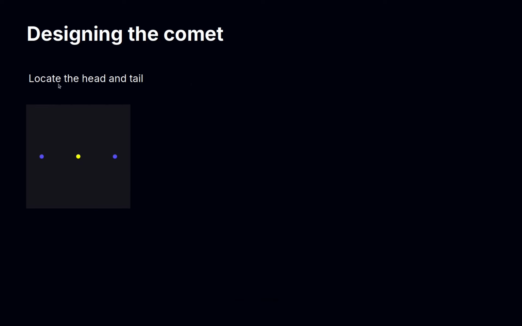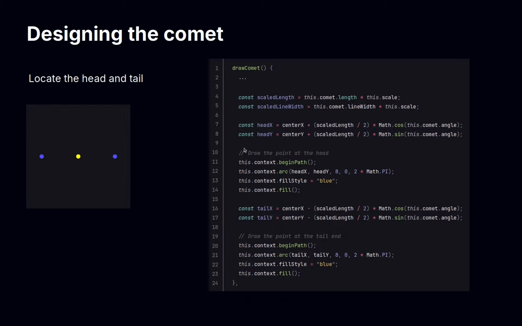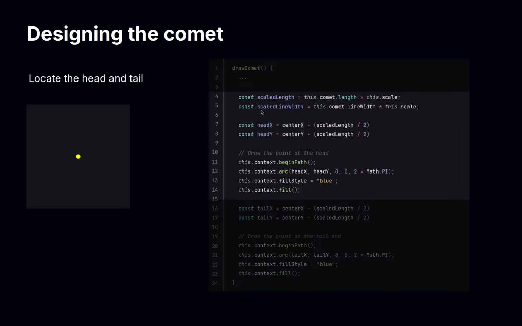Now let's see how to locate the head and the tail end of the tail. Here is the code. You can see that now we have more lines of code, but let's go through it step by step. We already have the center point. Now I am using this scale variable in order to be able to increase the size or decrease the size of the meteor. So here we already have the length. So here we will see this in VS Code. So we have this object that contains the length property. So here we will multiply that by scale in order to get the new value.